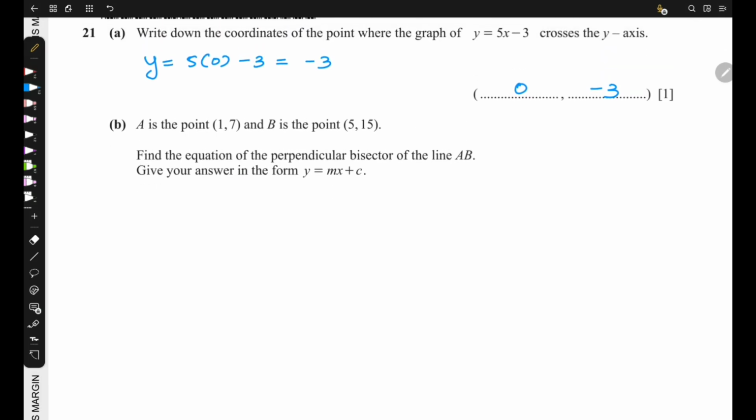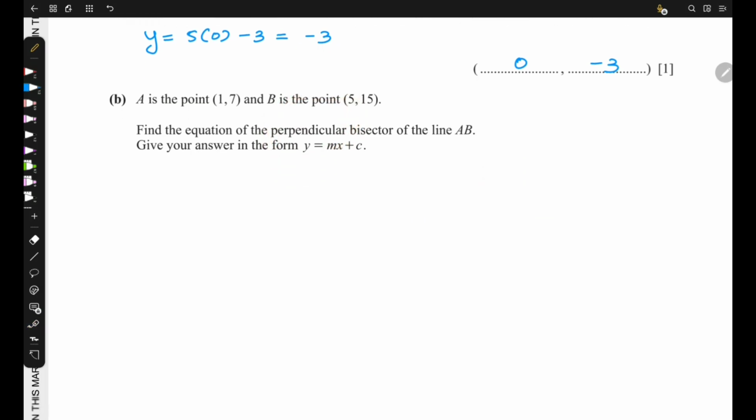In the second part, we have two points. A is the point (1, 7) and B is the point (5, 15). Find the equation of the perpendicular bisector of line AB. In order to find the equation of the perpendicular bisector, we need the midpoint of AB, and we need to find the gradient of AB, and then change the sign, and after that we have to take the reciprocal. Like we have to use this formula, because we want to find the equation of the perpendicular bisector of AB, right?